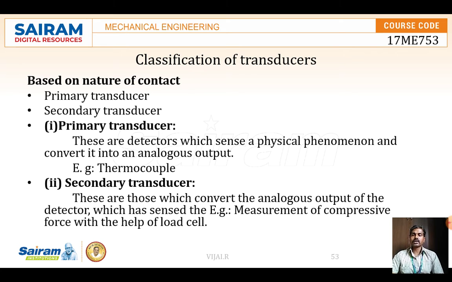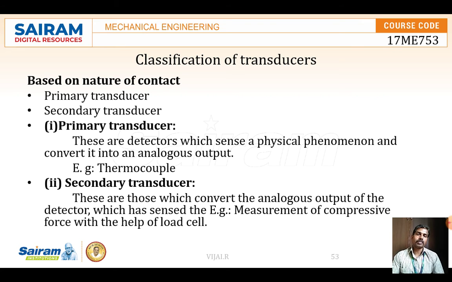And the third one, based on the nature of contact, is the primary transducer and the secondary transducer. What do you mean by primary? The primary is the first one which senses; they are called detectors. Primary sensing device, secondary sensing device. So primary transducer and secondary transducer are the things which sense the physical phenomenon and convert it into an analogous output.